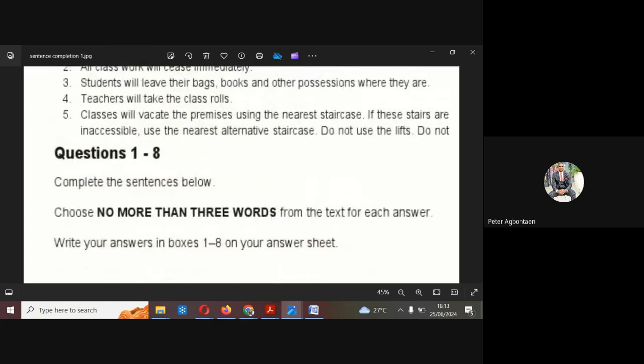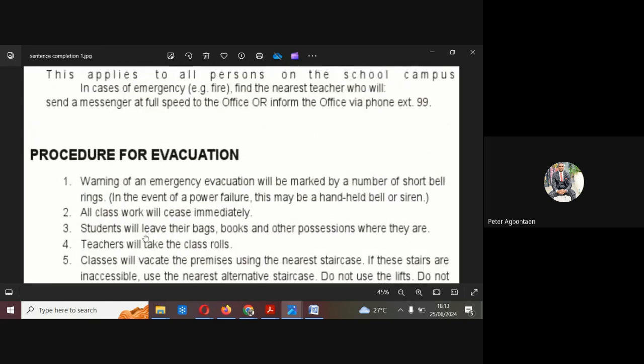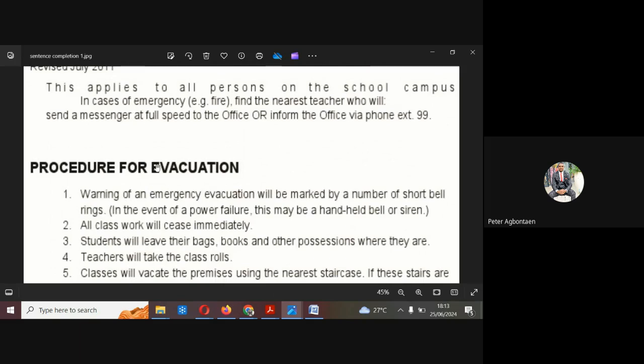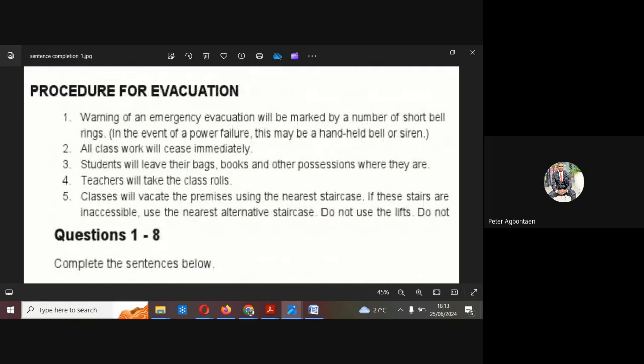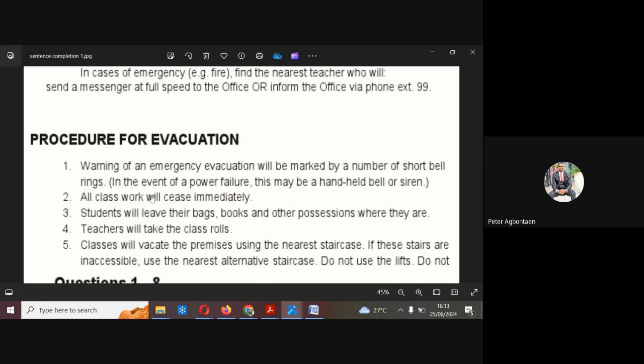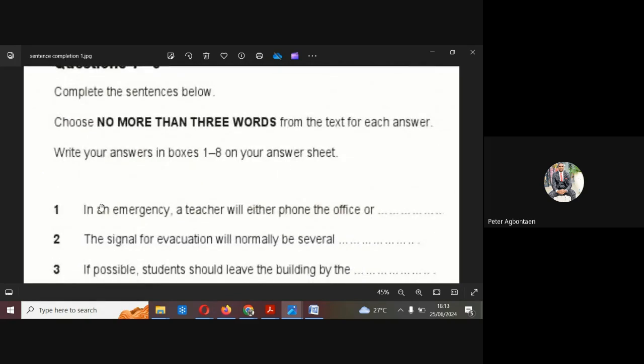All right, let's try another one. Let's assume we pick "at full speed" as our answer. It will then read, in an emergency, a teacher will either from the office or at full speed. That still doesn't make sense. But if we pick the last one, send a messenger, let's read it together and see how it flows. In an emergency, a teacher will either from the office or send a messenger. That makes sense. So in the context of this question, send a messenger can work. So we now write send a messenger as the answer to the question. We'll move on to the next question.